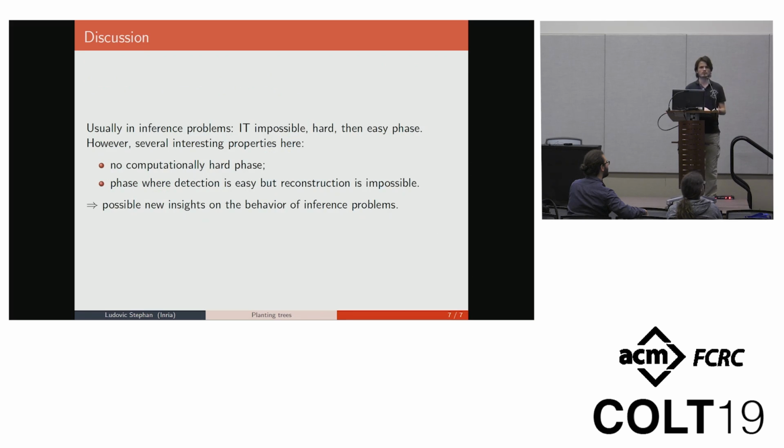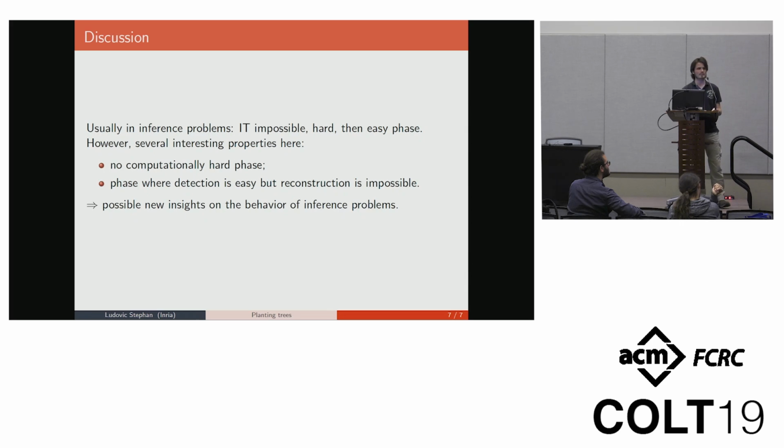So why are those results interesting? In most studied inference problems, such as the planted clique or the stochastic block model, the phase diagram is always roughly the same. There is first an impossible phase where detection and reconstruction are completely information-theoretically impossible. Then there is a hard phase where both are theoretically possible, but we don't know of any polynomial algorithms that can perform the task. And then there is the easy phase where we know polynomial algorithms that work for both detection and reconstruction. However, in our case, we have several interesting properties.